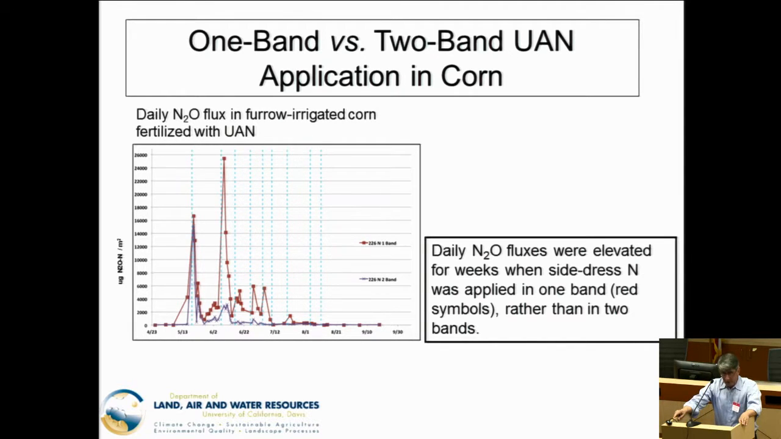So the emissions from the 1-band treatment are shown in red with the red symbols and the red lines. And the emissions from the more standard, the 2-band treatment, are shown as the darker line. And the blue lines are the irrigation events. You can see that the 1-band treatment had higher emissions. There were much larger peaks, and the peaks continued almost throughout the entire season. Whereas in the standard two-band treatment, there was a second peak with the second irrigation, and then it was over for the fluxes, and most of it was just near background levels. So that seems to show that concentrating a high amount of fertilizer increases the emissions disproportionately.